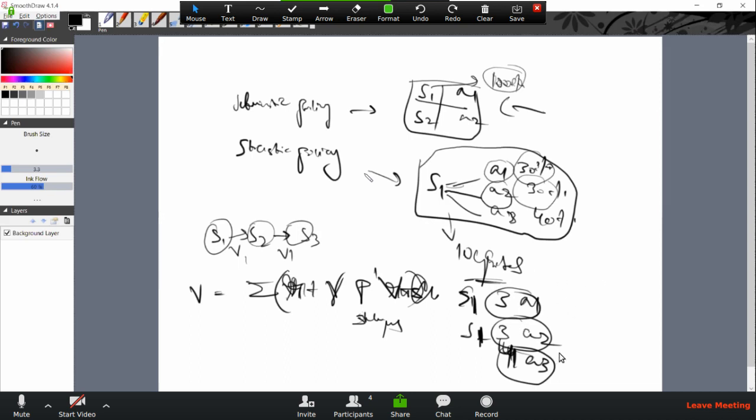To ask a direct question, how will we backtrack? Like, which one was the best? A1 was the best, A2 is the best, A3 is the best. Because we are summing all of them up, how can we tell which one was the best?